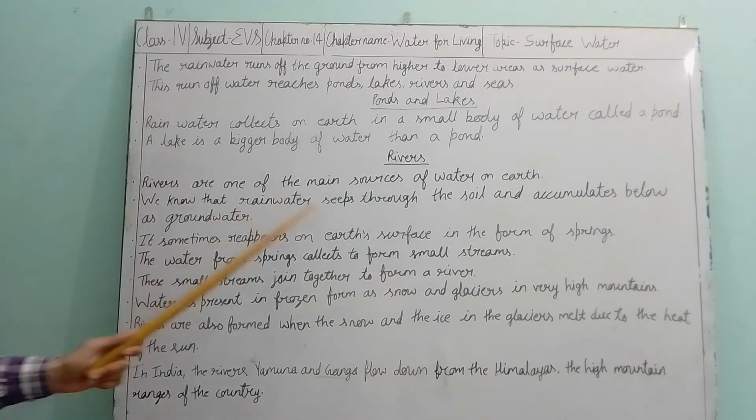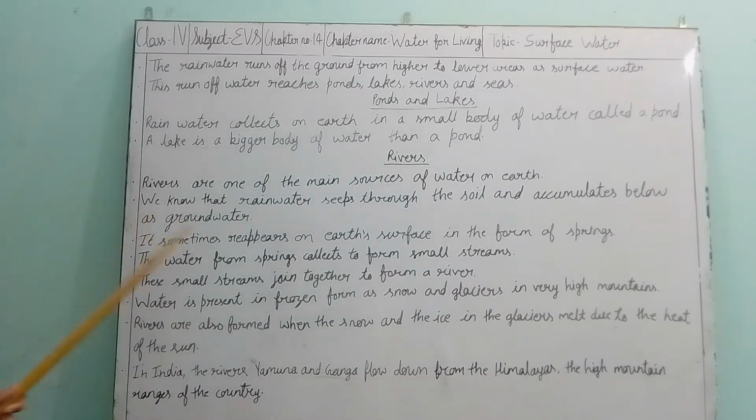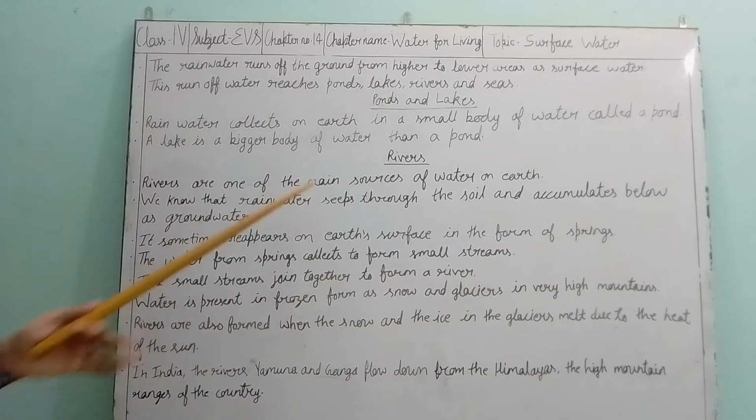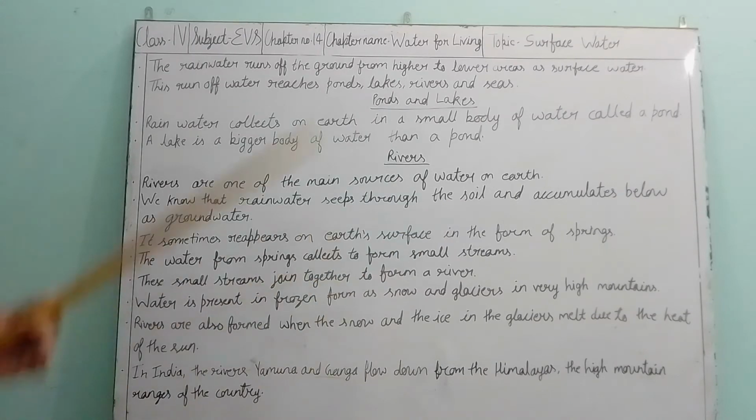We know that rainwater seeps through the soil and accumulates below as groundwater. When rainwater falls on the earth, the water that collects in these sources is okay, but some water seeps into the ground, gets seeped through the soil, and it gets in the form of underground water. It collects in the earth as underground water.